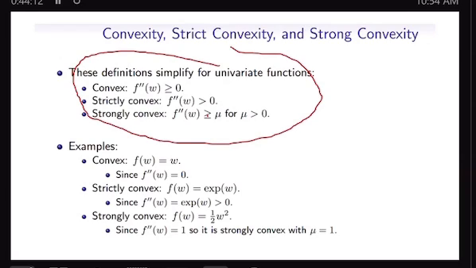Exactly. What of w equal to 0? No, that's a constant. It's also convex. A constant function is convex. You're going to see now. Let me show you this example.